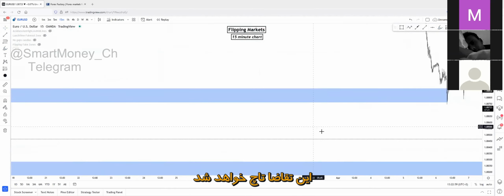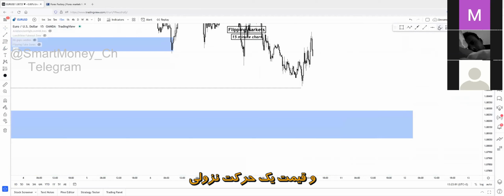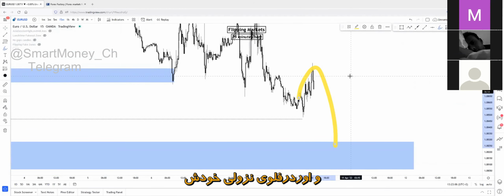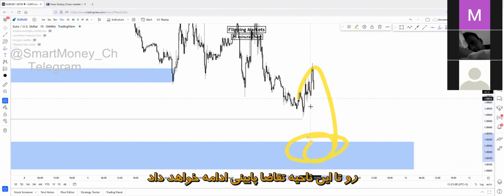This is one more confluence that this will be tapped, and price will create another bearish impulse movement to the downside, and it will follow the overall bearish order flow to some deeper demand areas.